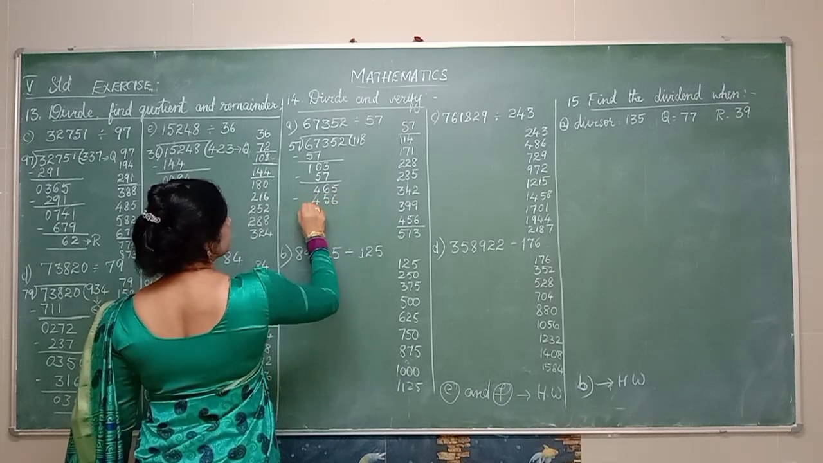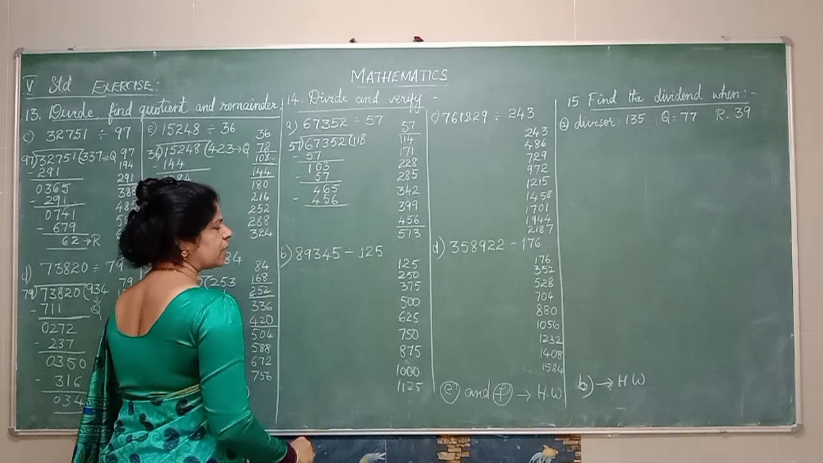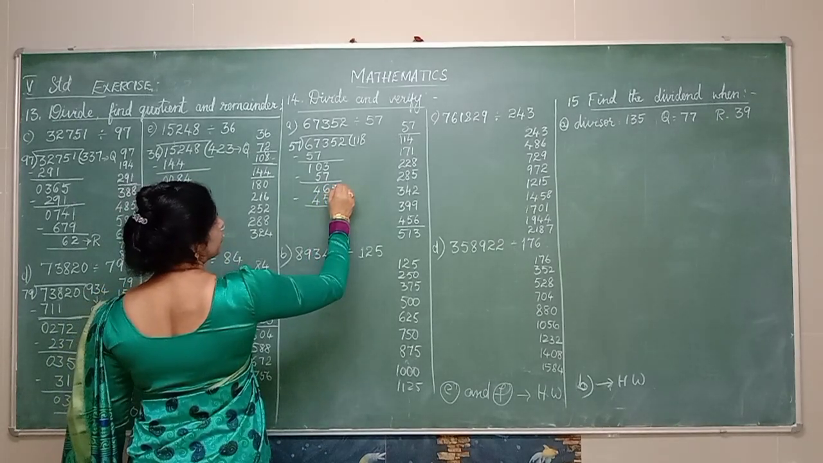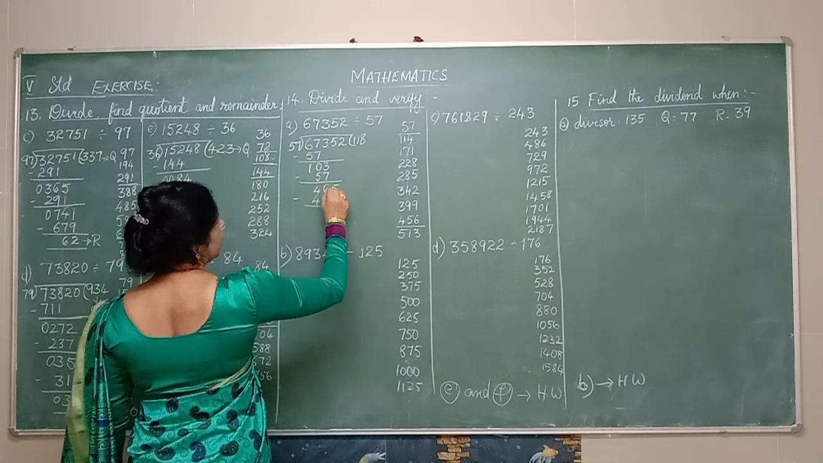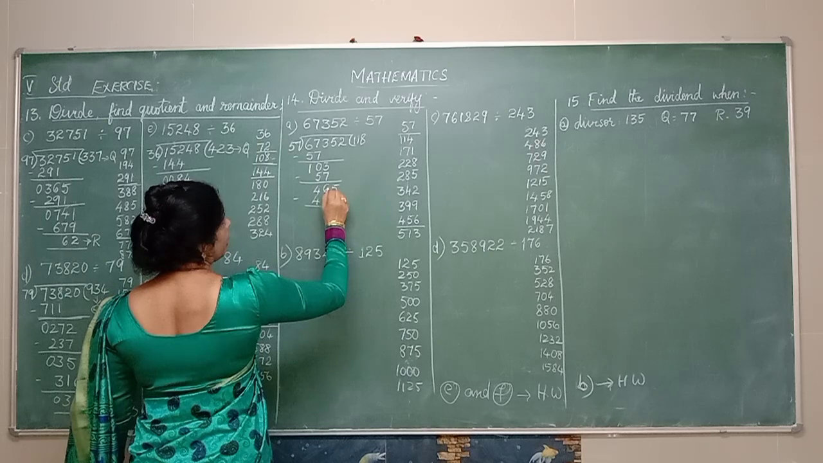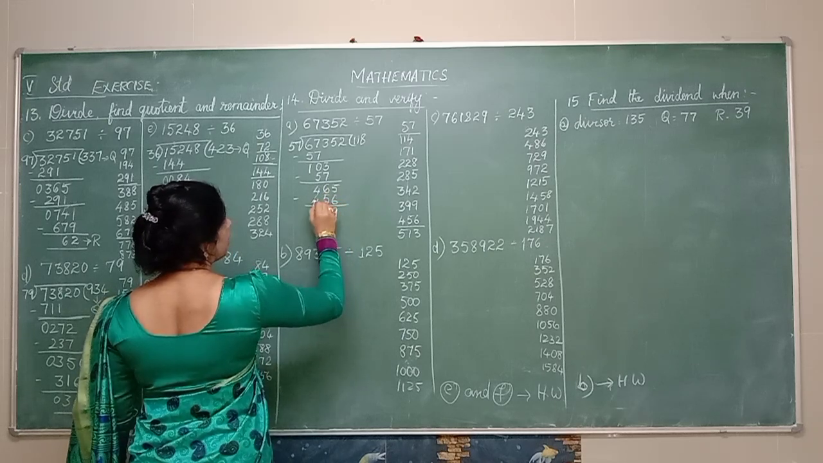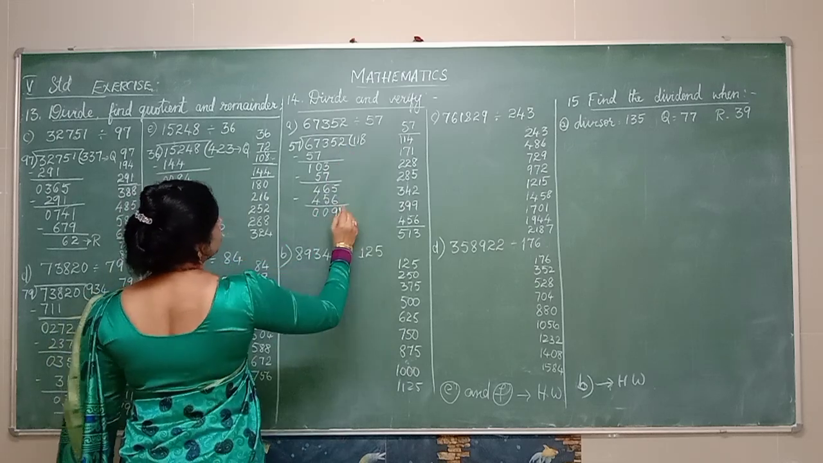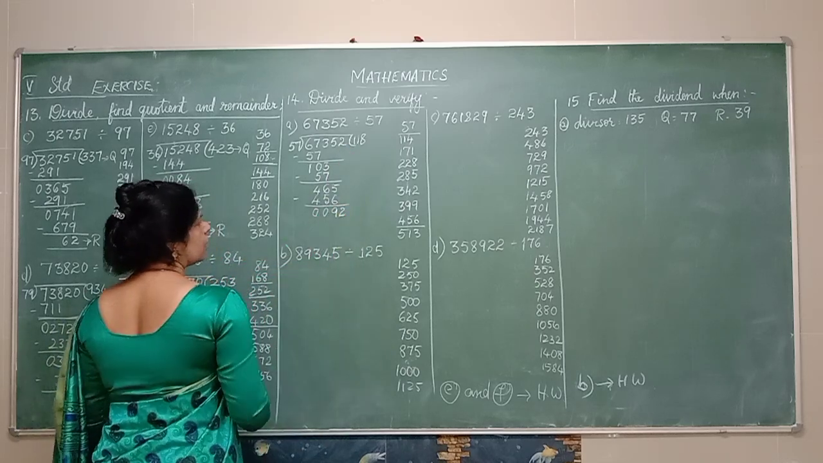456 minus. From 5 you cannot minus 6. So you are borrowing from here. So when you borrow, this becomes 15. Here it will remain as 5. So 15 minus 6, it is 9. 5 minus 5 will be 0. 4 minus 4 will be 0. Bring this 2 down. So 92.